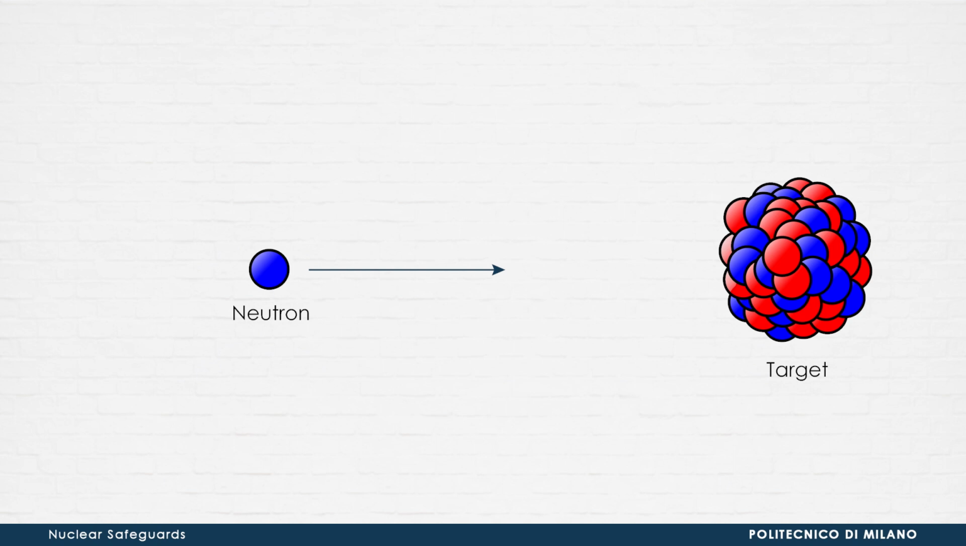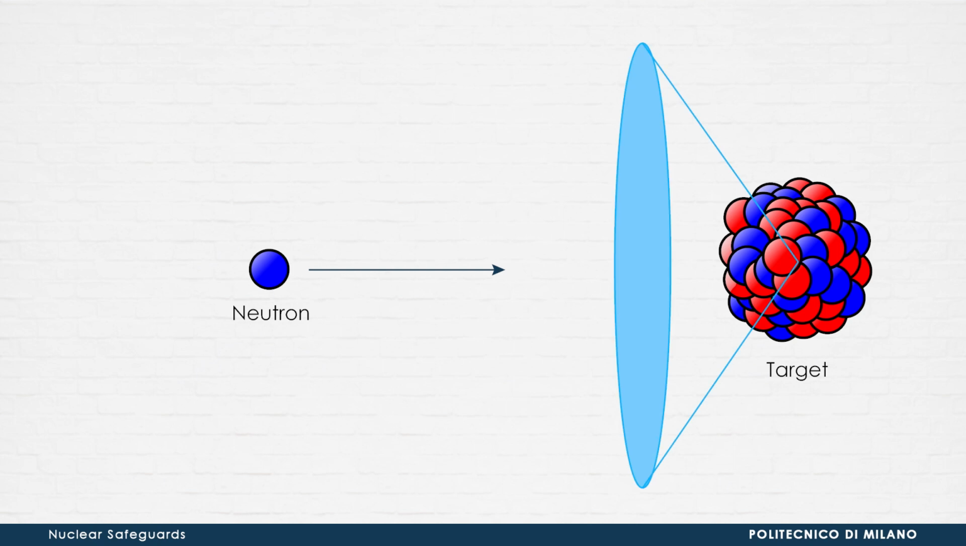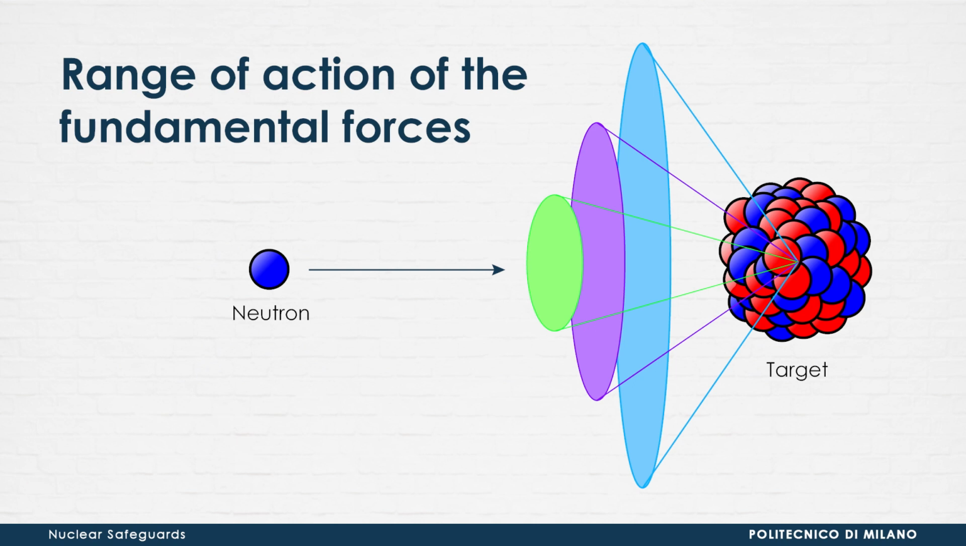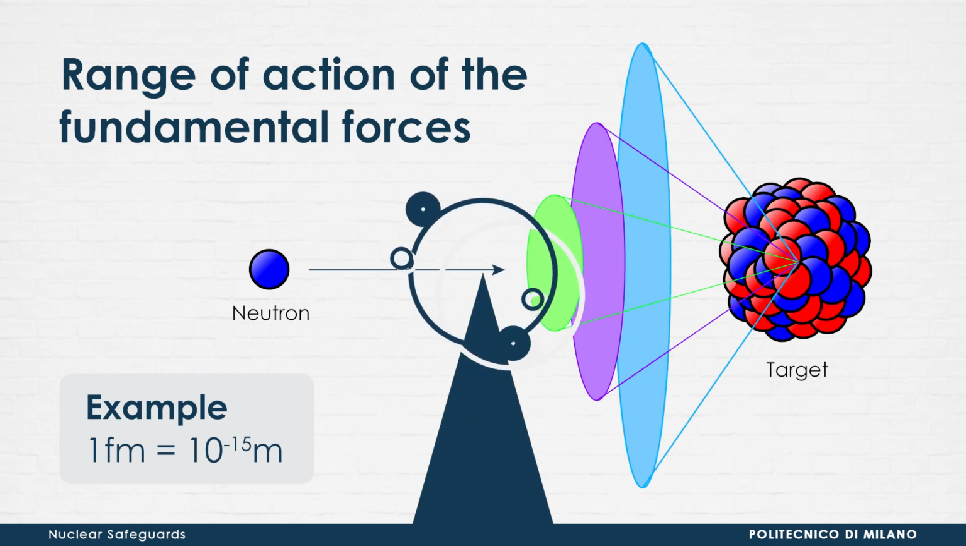This region can be well localized or distributed, depending on the range of action of the fundamental forces that rule the interaction. For example, the strong nuclear force has a range of action of the order of the femtometer, so the interaction region will have an extension very close to the physical radius of the nucleus.